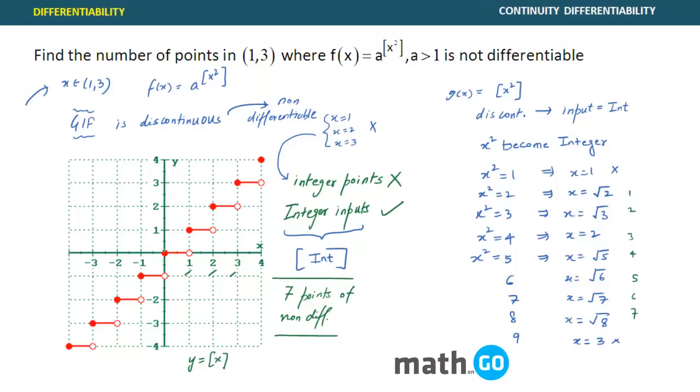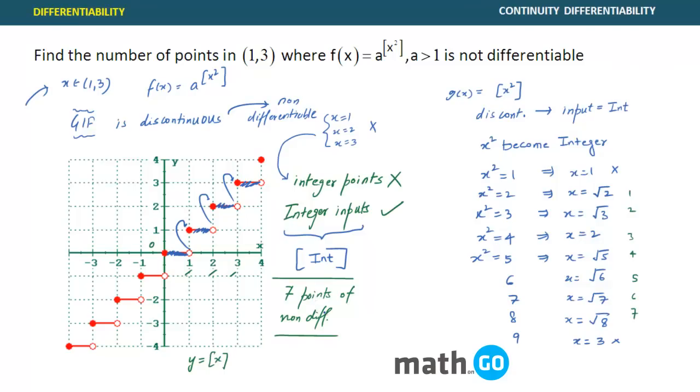And the GIF function in its domains, for example if I talk about 0 to 1, so what is the value between 0 and 1? It is a straight line, right? You can see this is a straight line. So this is differentiable, this is differentiable, no problem, but it is not differentiable when I talk about 1, 2, 3. It is not differentiable at these points. So if these are the points of discontinuity, these are the points of non-differentiability also, and this is how you solve this problem.